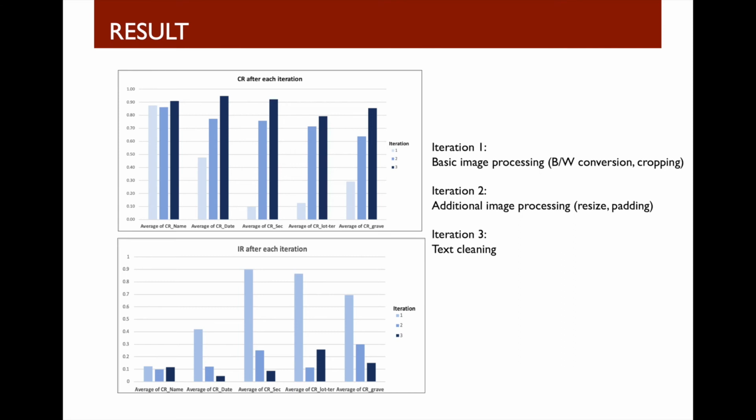So here is the result after we do the three iterations. You can see that after each step is taken, the accuracy improves, and the CR becomes higher and the IR becomes lower, which matches our objective to maximize CR and minimize IR.